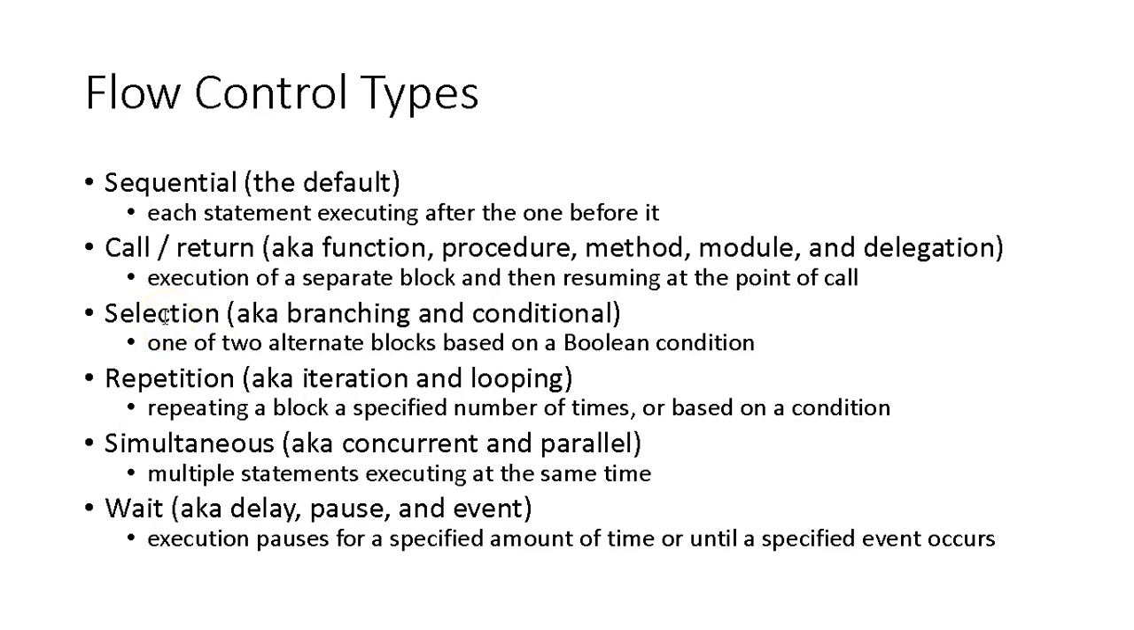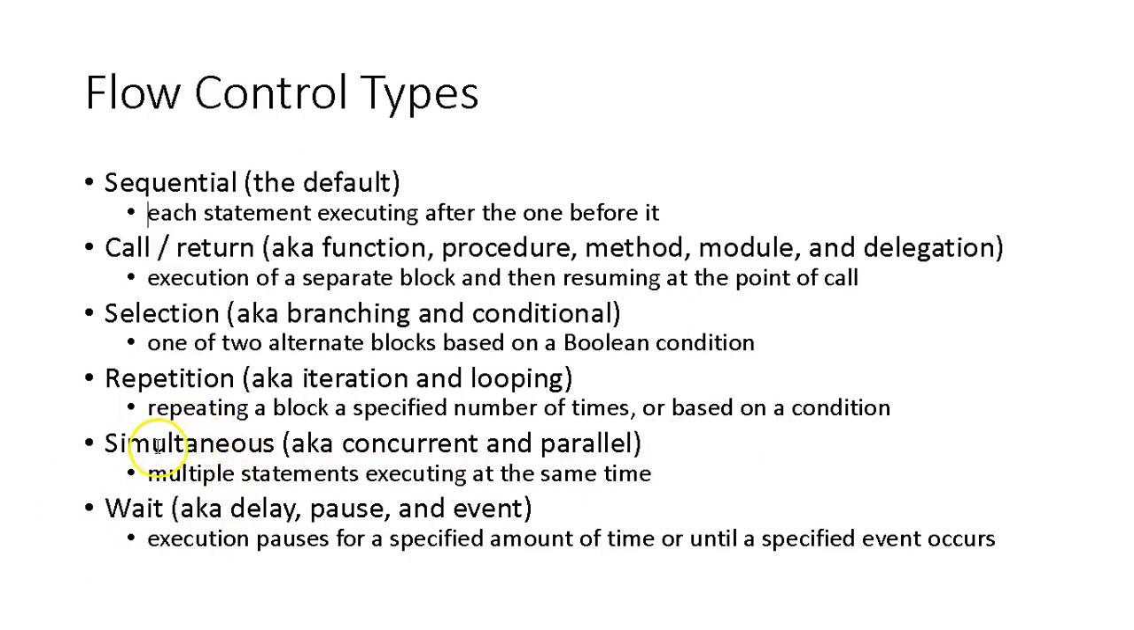The next type of flow is selection flow, which allows branching based on conditions. It's also called conditional flow. And in selection, one of 2 alternate blocks are executed, or more than 2 blocks in certain cases, based on a Boolean condition. Boolean is a true or a false condition. Repetition flows, also known as looping or iteration, allow for a specific block of code to be repeated. The number of times can be based on a variable or a condition.